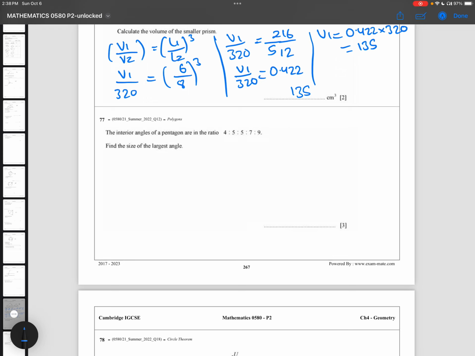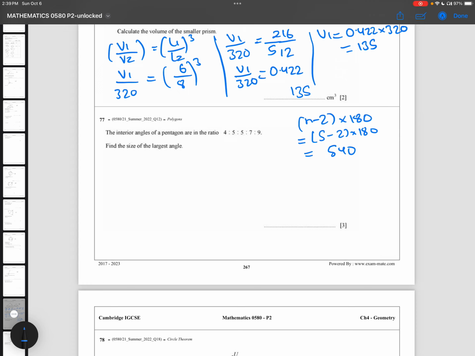This is a pentagon, so the formula for the sum of interior angles of a pentagon is n minus 2 multiplied by 180. In place of n, I will write 5. N means number of sides. 5 minus 2 is 3, and 3 multiplied by 180 is 540. So this is the sum of interior angles of a pentagon.